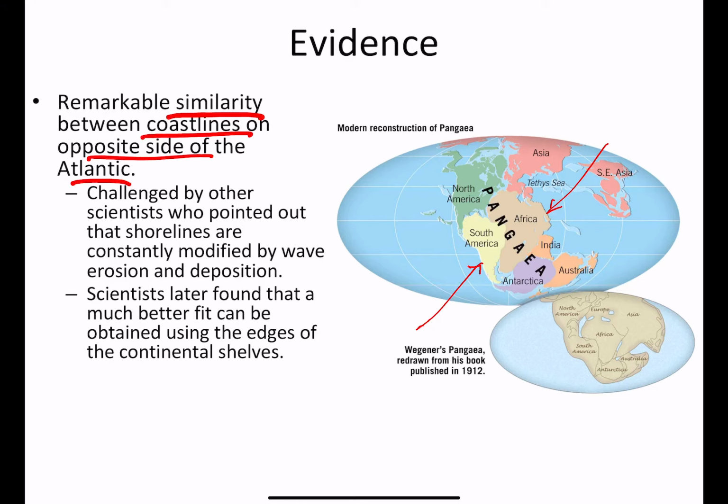Now, this criticism on the face of it seems sound, but actually it's not correct, and that is something that we know now. So later on, scientists found out that the better thing to compare rather than the coastline itself is the continental shelf. So what is the continental shelf?